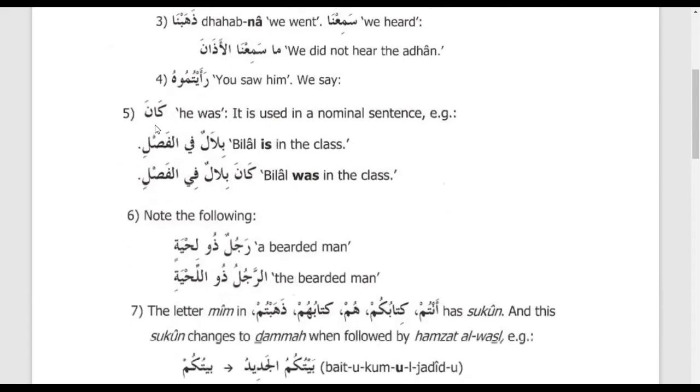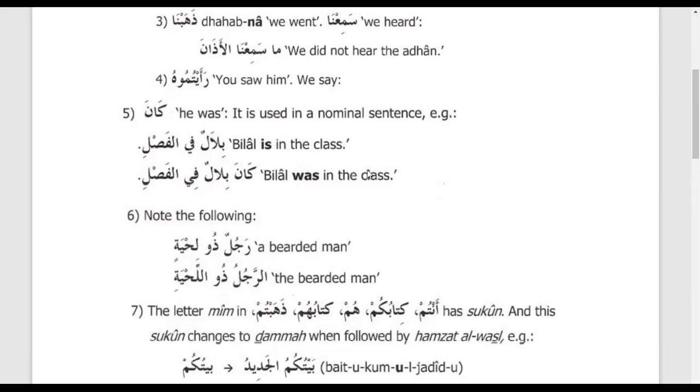Kana, do you remember something about kana? Yesterday we completed the conjugation of kana. So kana means he was, and it is used with a nominal sentence. So it is used with jumlatul ismiya. So you remember about nominal sentence, right? Nominal sentence has a subject and predicate, mubtada and khabar, right? Okay, so kana comes with a nominal sentence.